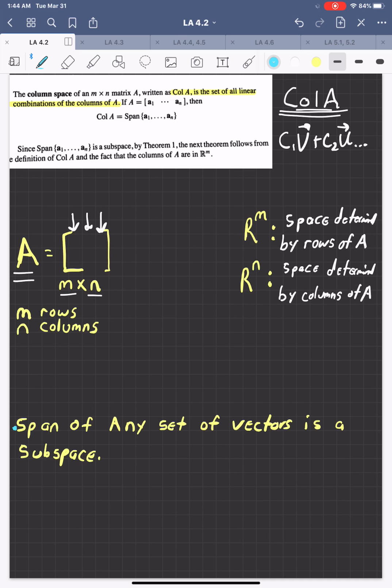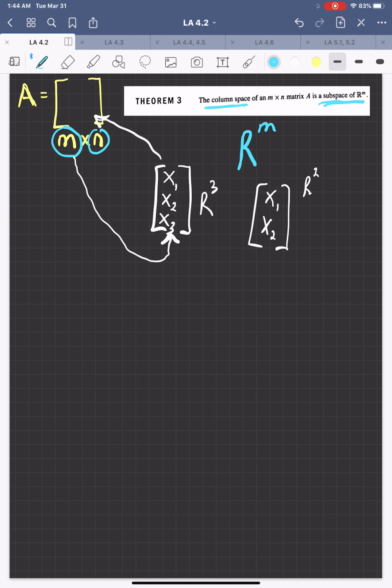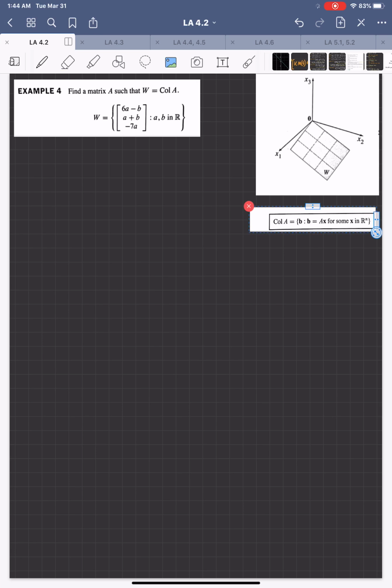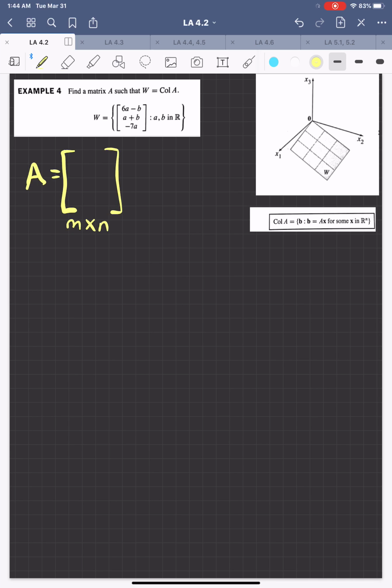So, linear combinations. Ready, let's go ahead and stop with the theory and jump into an example. Ready? So here is our first example of a column space. What are we asked? We're asked to find some matrix A. We don't know what it is. Find some matrix A such that W is equal to the column space.